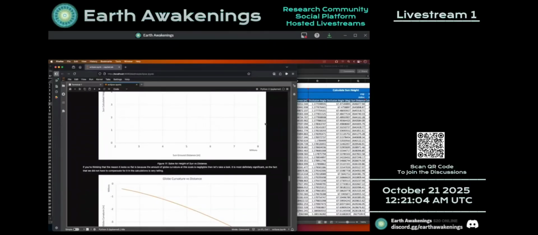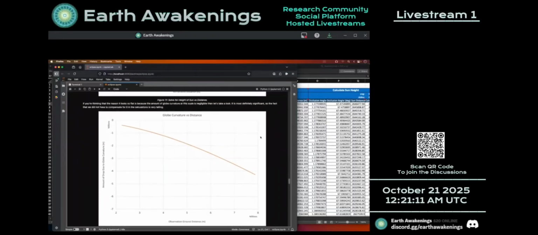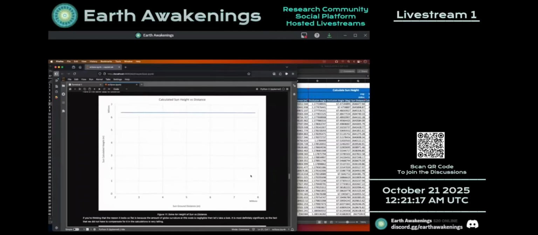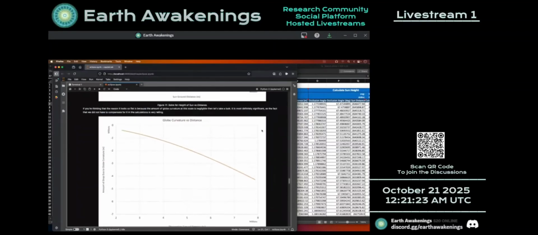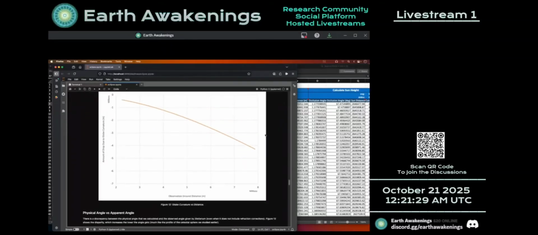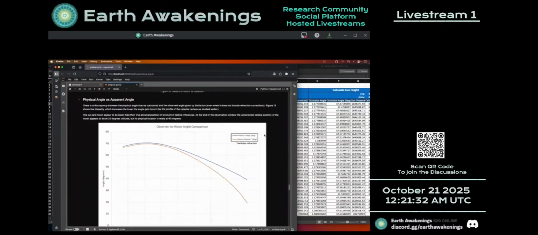So if you're thinking the reason it looks so flat is because the amount of globe curvature at the scale is negligible, then let's take a look. It most definitely is significant. What you can see here is 4 million meters at the end, which would be very significant compared to the 6 million meters of the sun height. And since we didn't have to account for it in the calculations, that is very telling.